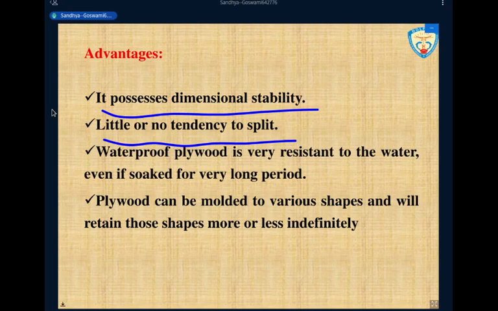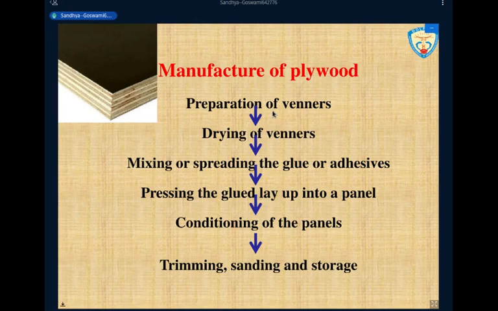And you can make waterproof plies. Not even simple waterproof, but boiling waterproof plies can also be prepared, right? Depending on which resin you are using, you can make it waterproof, even up to boiling waterproof. And plywood is also easy to mold into various different shapes. However, timber can also be molded into many shapes, but plywood is easier and cheaper compared to timber. So these are its advantages over timber.